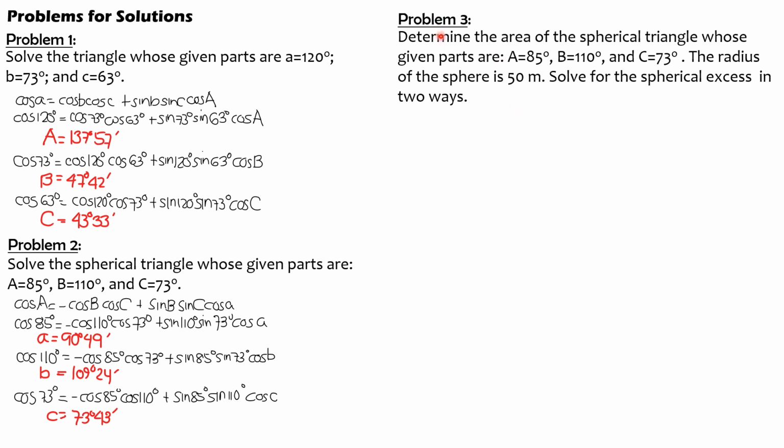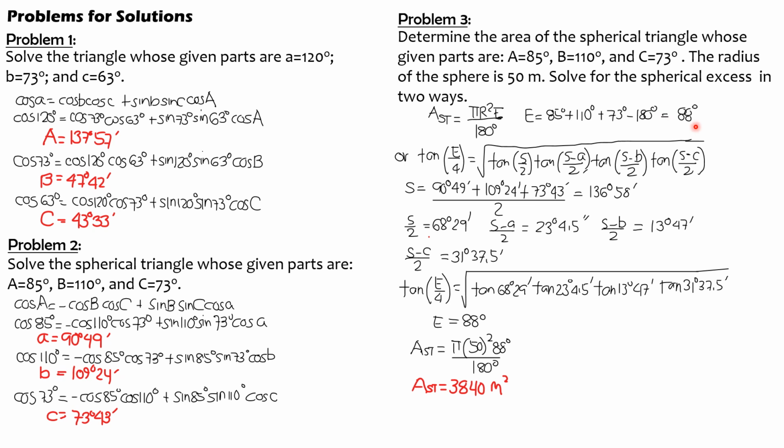Problem 3, determine the area of the spherical triangle whose given parts are angles. Then the radius of the sphere is 50 meters. Solve for the spherical excess in two ways. The area of a spherical triangle is, remember, area of circle pi r square times quantity spherical excess divided by 180 degrees. The spherical excess is simply the sum of these angles minus 180 degrees.